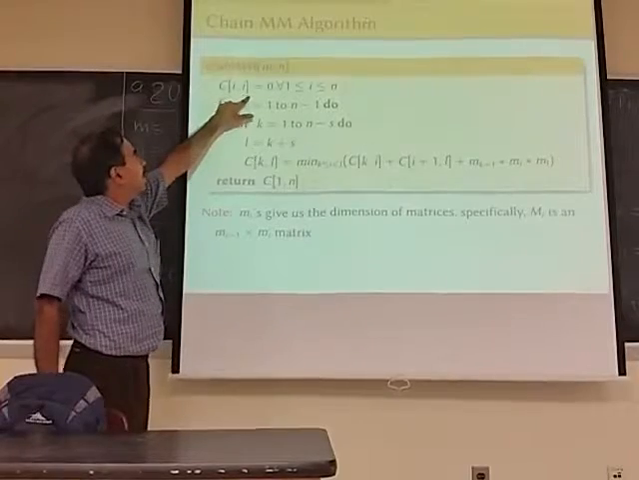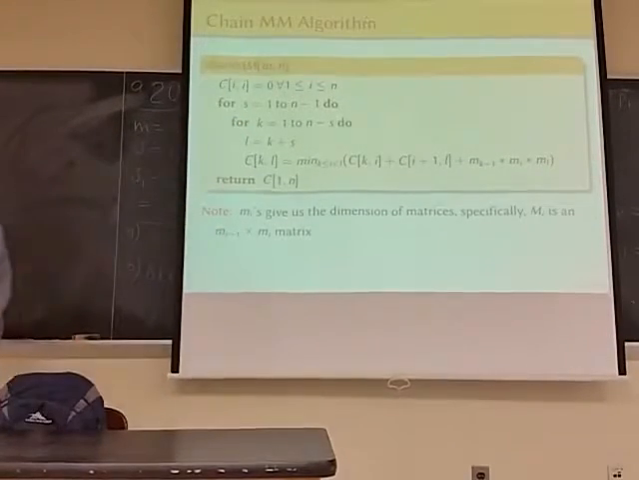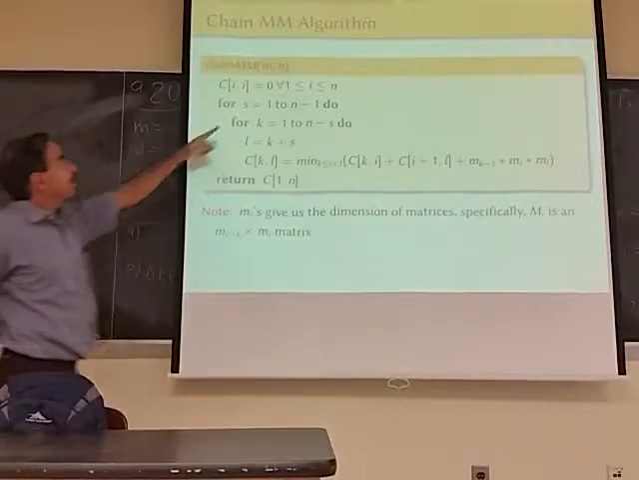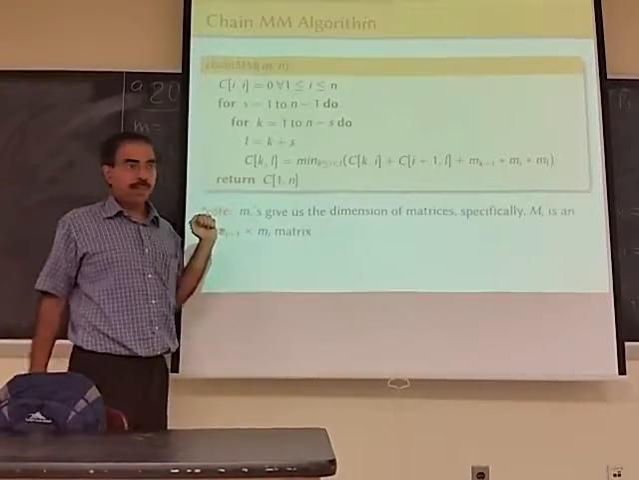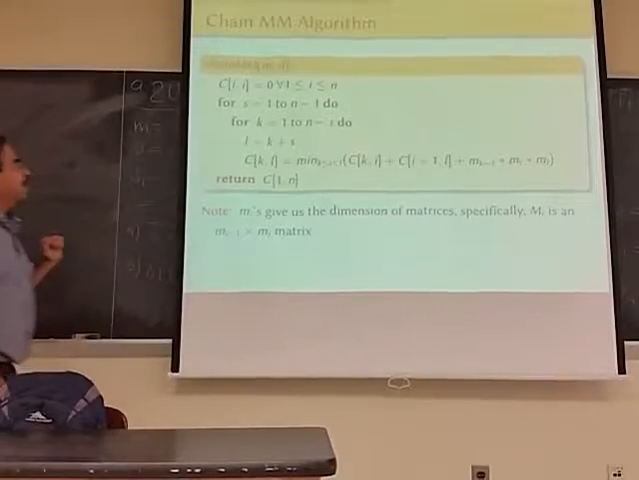So we initialize C of I comma I to be 0, because C of I comma I is performing a product of matrix I and nothing else, so there's no work to be done. Therefore, C of I comma I equals 0. Now what we are going to do is a two-level loop.